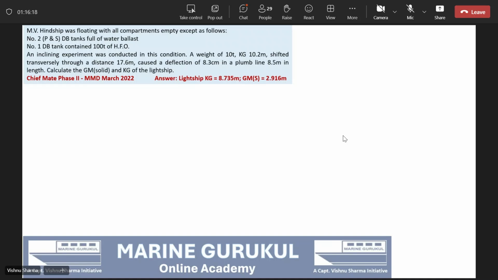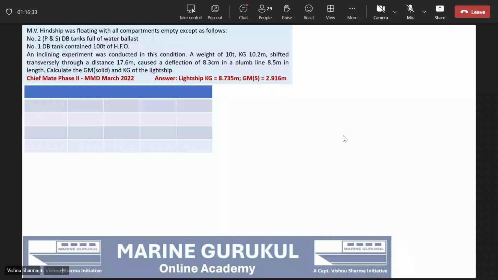Okay, guys. Now, can you recall the formula for GM in the inclining experiment? I'm sure you can recall the formula, correct? Yes: small w into d into small l upon W into deflection. Very good. Guys, let's work out the experiment condition. What all was there on the ship in the experiment condition? One was the weight of the light ship.